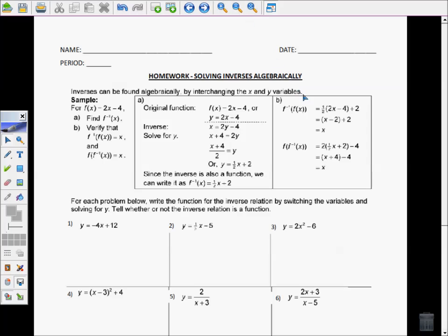All right, so on the back of your paper, it shows you what you're doing for your assignment. For 1 through 6, this is what you need to do. First, you need to find the inverse. Once you find the inverse, you need to test and see if the inverse is a function or not. The way you test, AJ, is by plugging the original function into the inverse, and by plugging the inverse into the original function.